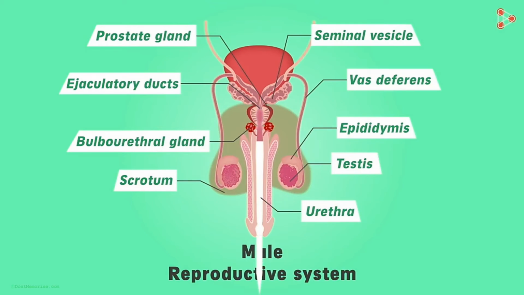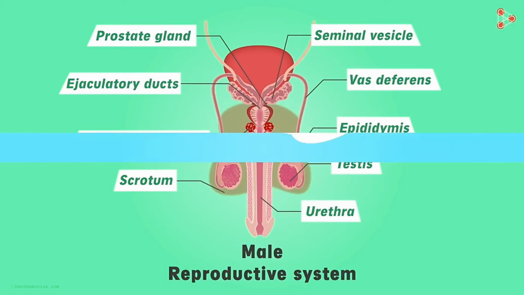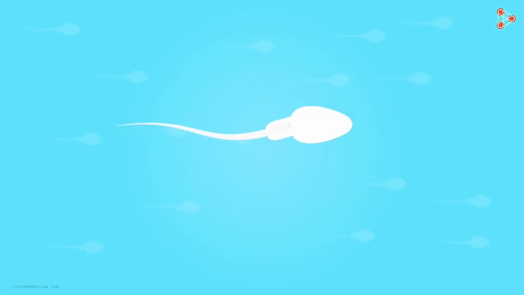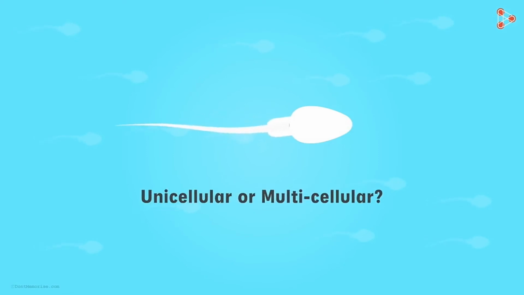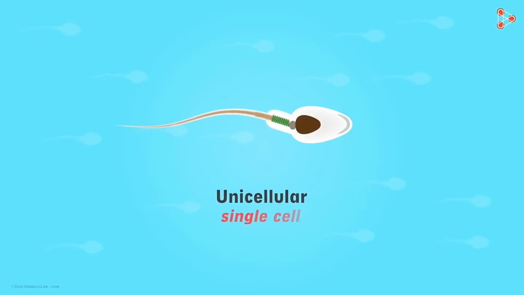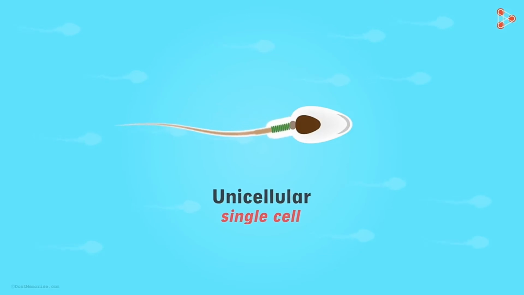Now these sperms will reach the female reproductive system and only one among all will be able to carry out the fertilization of the ovum. But tell me one thing. Looking at the structure of this single sperm, can you guess whether it is a unicellular or a multicellular structure? It is a single cell. Although the structure may not seem to be that of a single cell, the sperm is definitely unicellular.